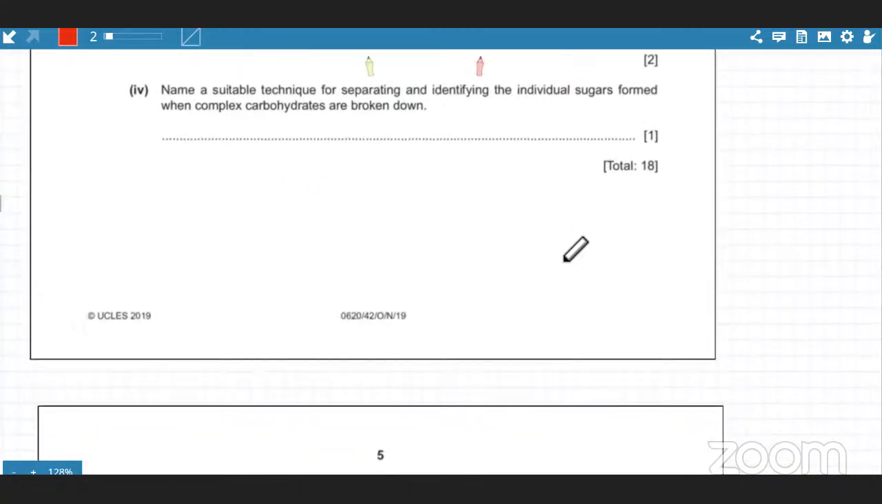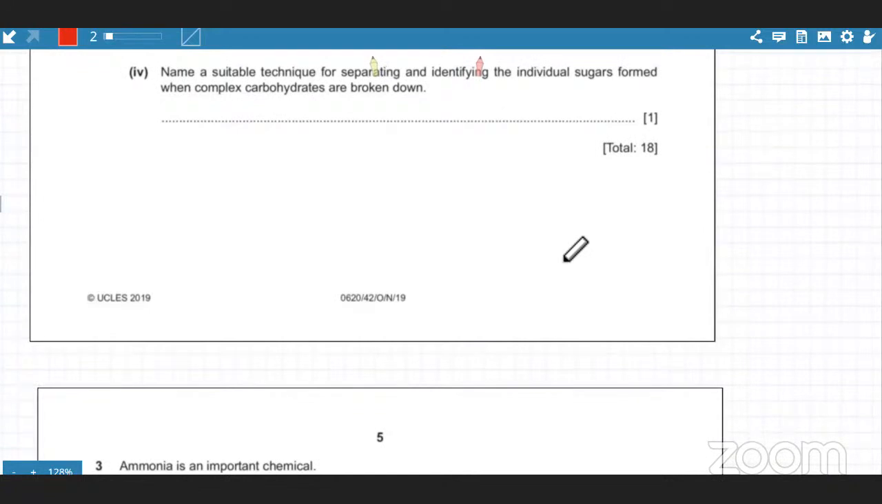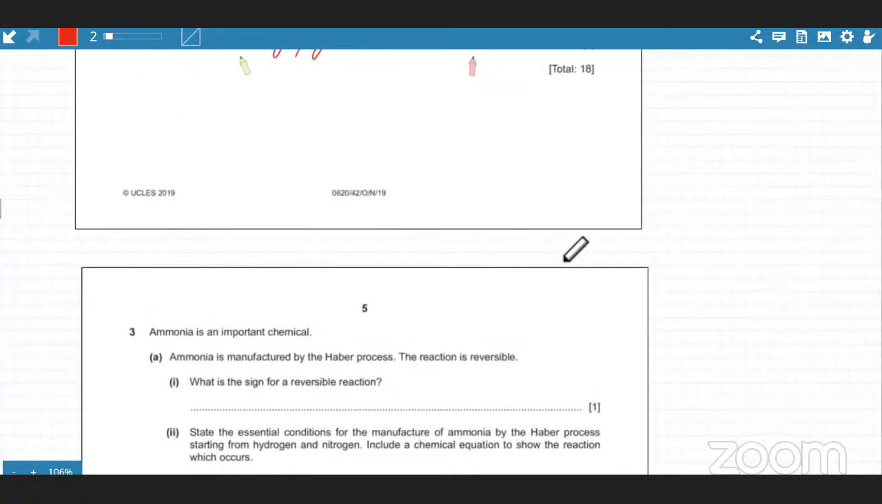Name a suitable technique for separating and identifying the individual sugars formed when complex carbohydrates are broken down. Now remember, for biological identification, many times chromatography is used. It's used for amino acids as well, and it's also used for identifying sugars.